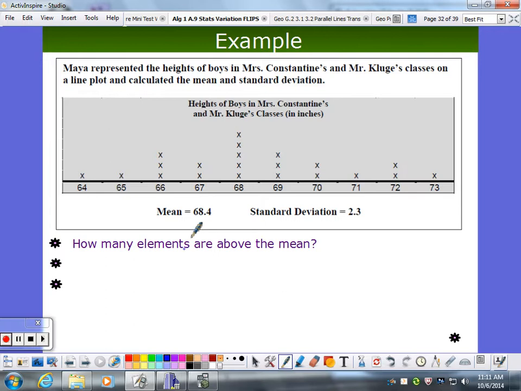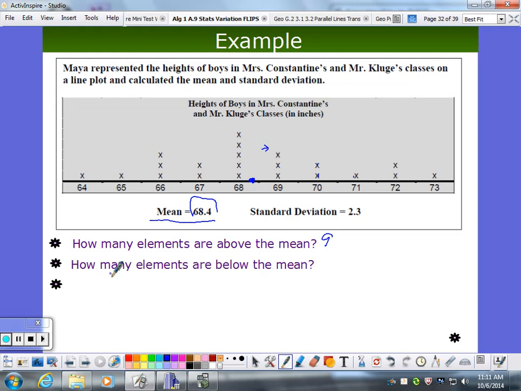So how many elements are above the mean? The mean is 68.4. So how many of these heights are more than 68.4? Ryan, what do you say? 5. 5, how'd you get that? But it's just those from 68 to the middle. So 68.4, right? So how many are above the mean? That's this way, right? 1, 2, 3, 4, 5, 6, 7, 8, 9. 9, right?